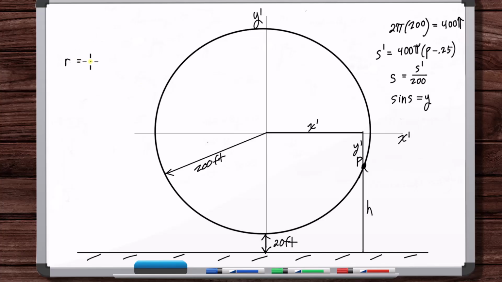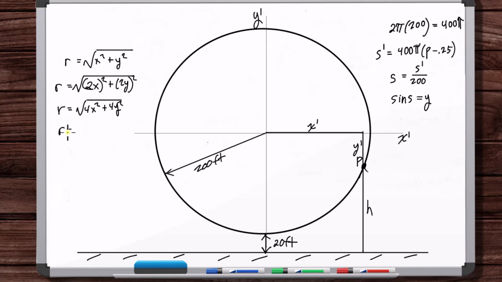So if r is equal to the square root of x squared plus y squared, and you want to scale up the radius by 2, then multiply each of the coordinates by 2. There you go. You've multiplied the square root of x squared plus y squared by 2.